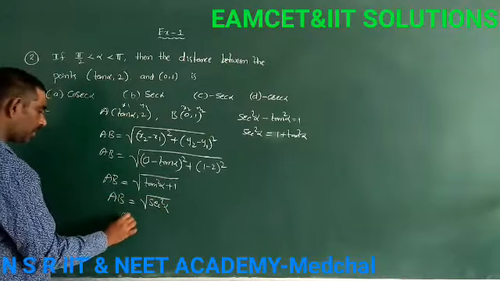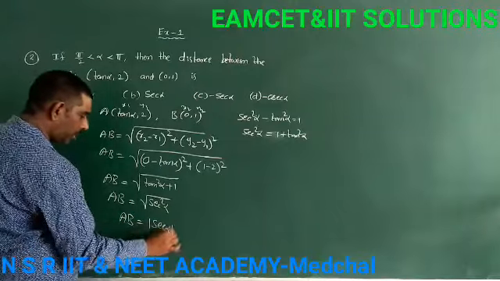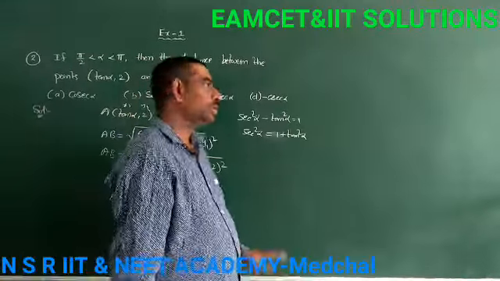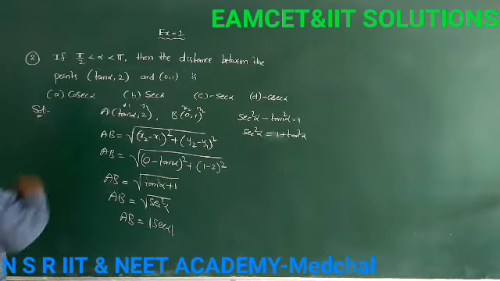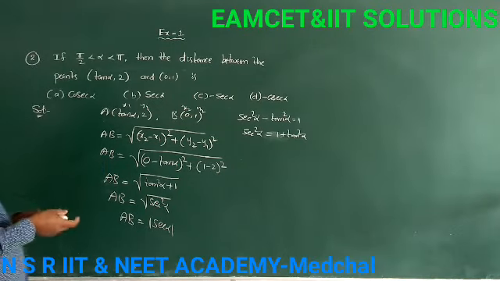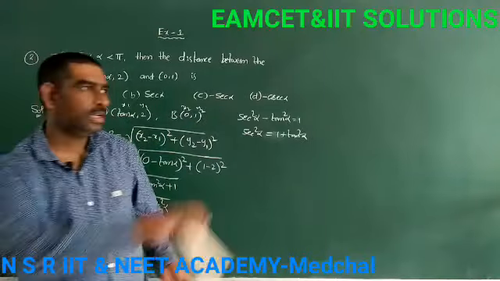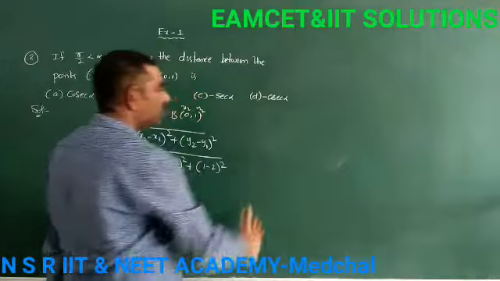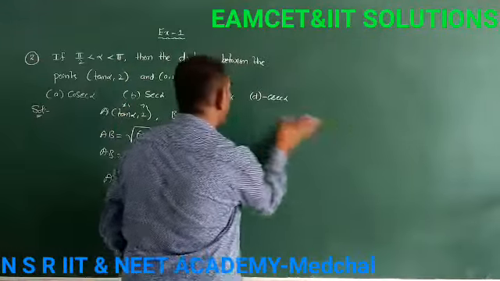The square root cancels. AB is equal to mod secant alpha. Why are we writing mod here? Because distance is always positive. But we have one condition in the question. What is that condition? Pi by 2 less than alpha less than pi, which means the alpha value is between 90 and 180. In which quadrant do angle values between 90 and 180 lie?